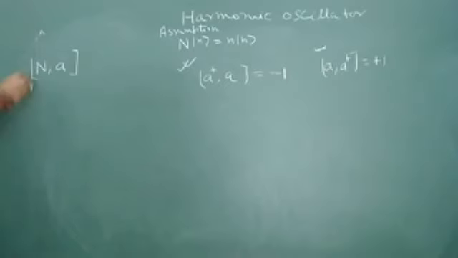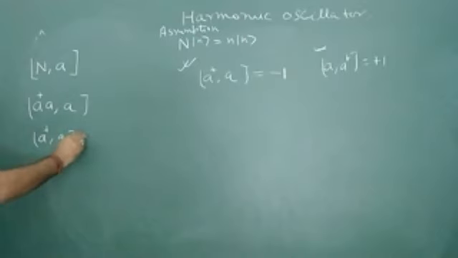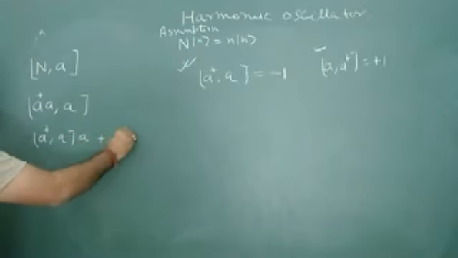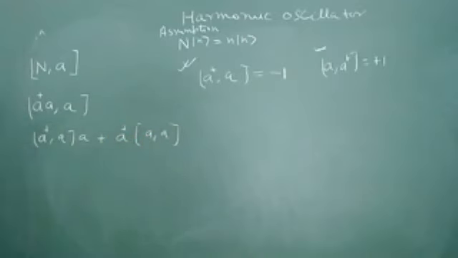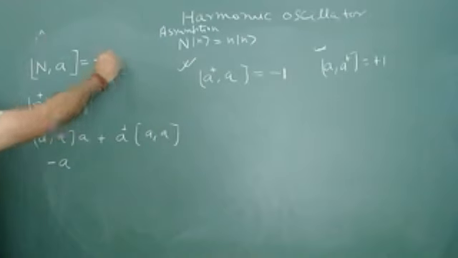Now, N is A dagger A, and this is A. So how can we write? This will be A dagger A. I can write A here, and the second term will be A dagger outside. We have A and A. You remember all this formula of commutation. So this will be 0, 100%. And what is A dagger A? It is minus 1. So this will be minus A. This is equivalent to minus A.